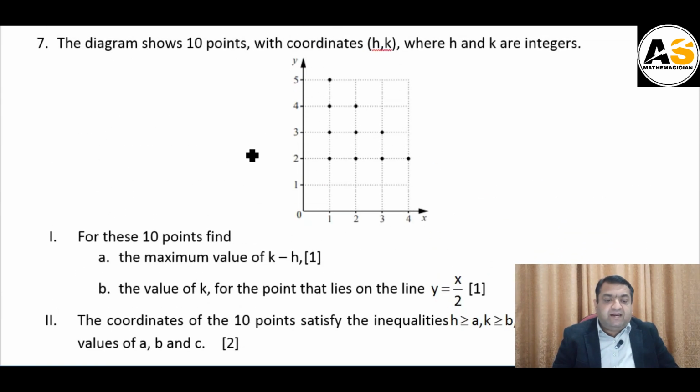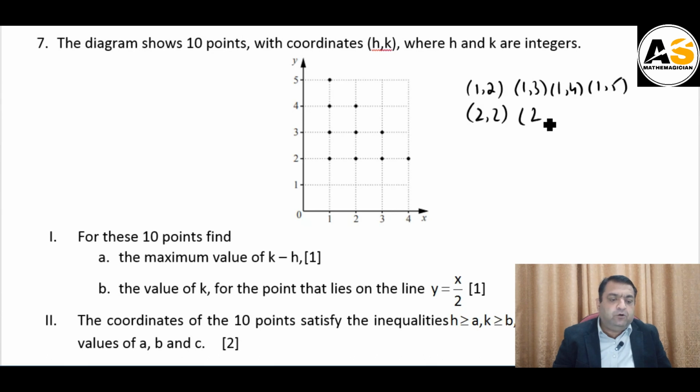First of all, let me write these points over here, just for the sake of giving you the understanding. What are the coordinates of this point? x is 1, y is 2, so (1, 2). The point above this is (1, 3), then (1, 4) and (1, 5). I have written these 4 points. Now (2, 1), (2, 2), (2, 3) and (2, 4). You don't need to write this in your answer sheet. I am writing these points just to give you the understanding.